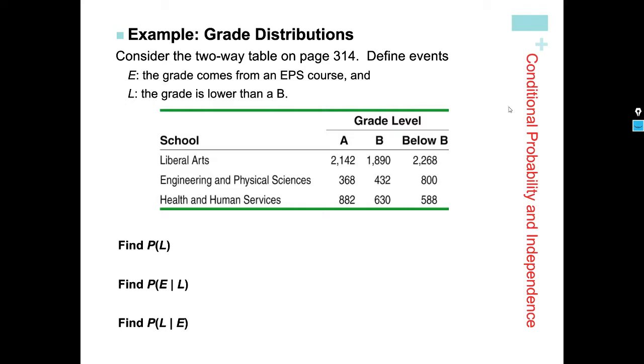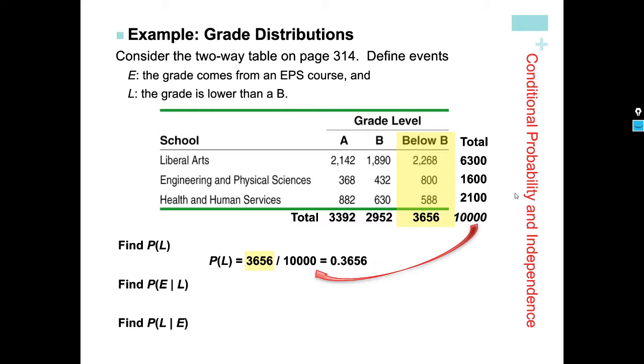Well, if we want the probability that they're below a B, we're going to take all the times that they were below a B out of everybody. So first we need to get our totals. And we see that below a B is 3,656 of the students out of the 10,000 there were total. So that's the probability of L. Then we want the probability of E given L and the probability of L given E. So these two are actually going to be slightly different answers. So see if you can pick apart which one is which and what the difference between them is.